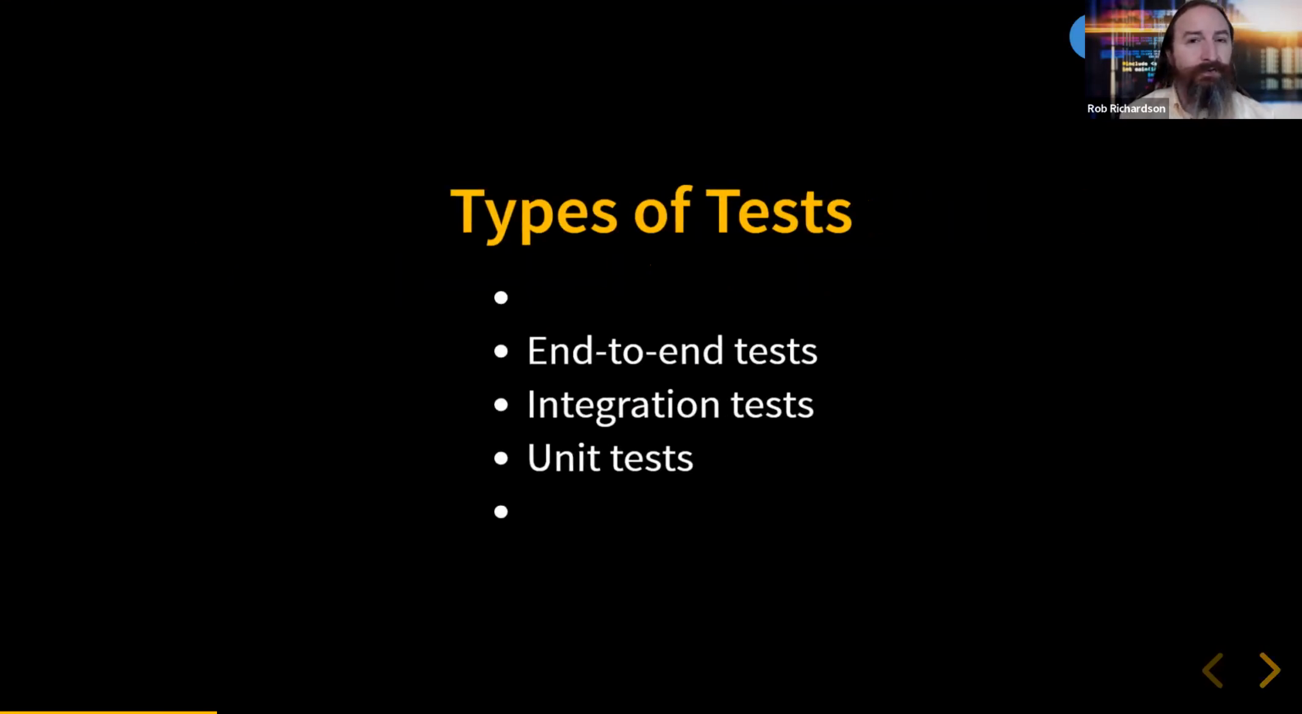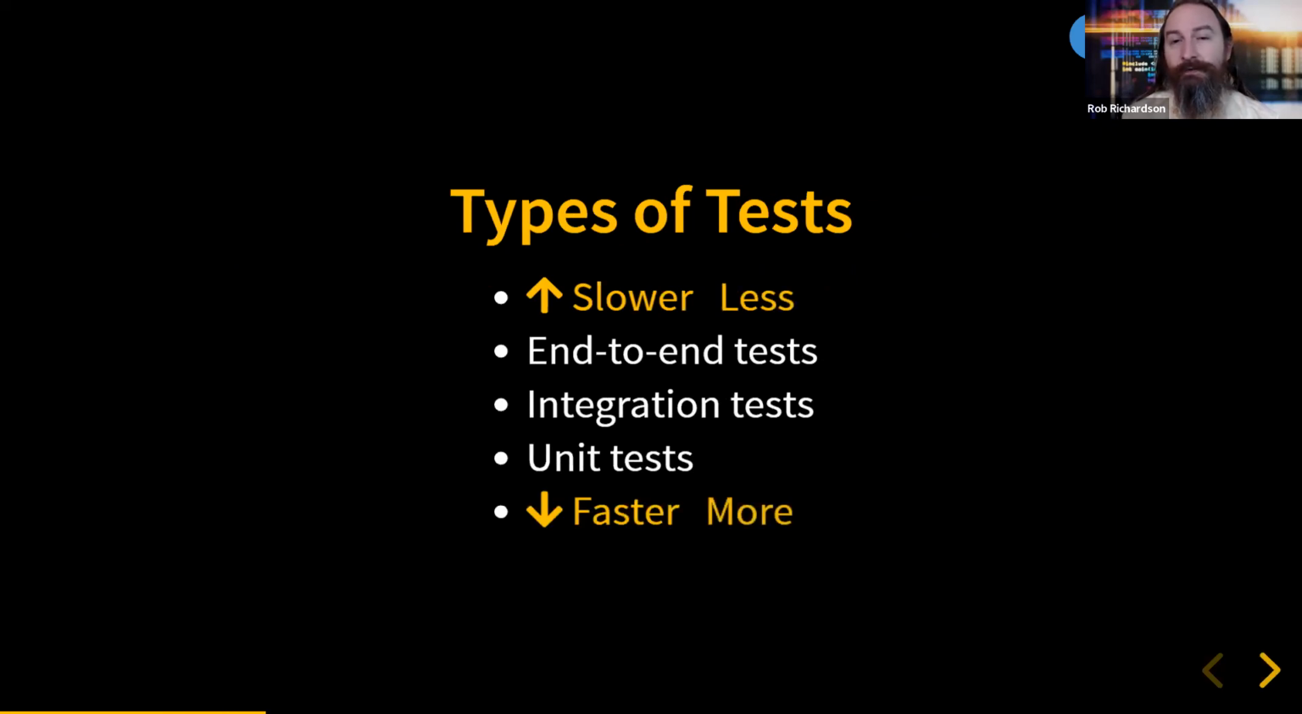Now we have a lot of different types of tests. We can do unit tests, integration tests, end-to-end tests. This is definitely not an exhaustive list, but as we look at this list, we can see that end-to-end tests are slower and unit tests are faster. So we'll probably build fewer end-to-end tests and more unit tests. We want to fail fast and we want our test suite to run quickly.